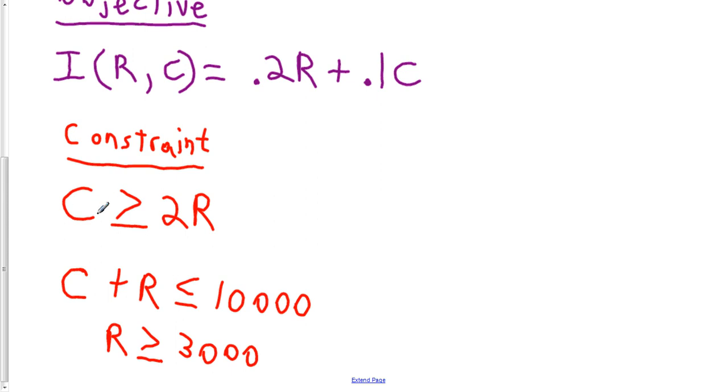Here, this inequality, when I graph it, seems to give me C as a function of R. C is greater than or equal to twice R. So when I graph the boundary line for this region, it's going to be the boundary line C equals 2R, which implies that I should probably put C on the vertical axis because C is acting like the Y value there.